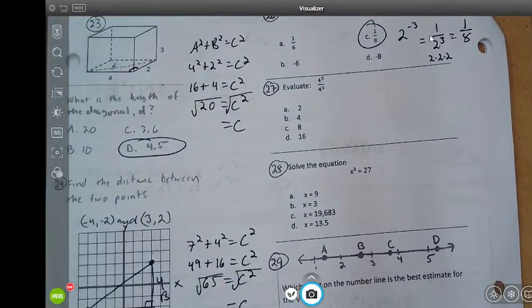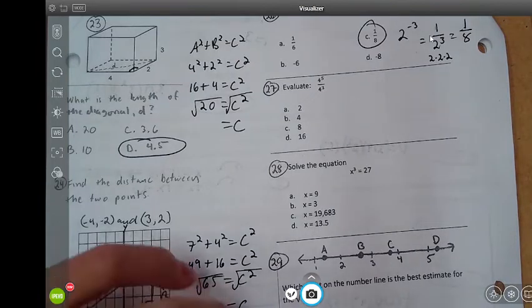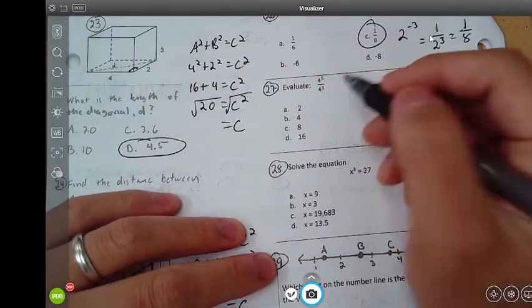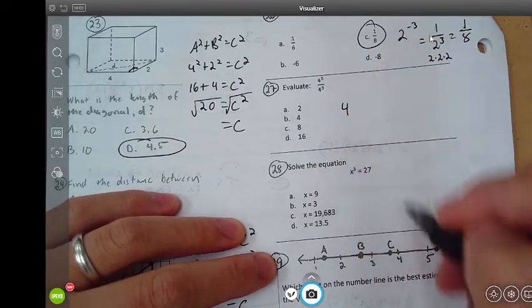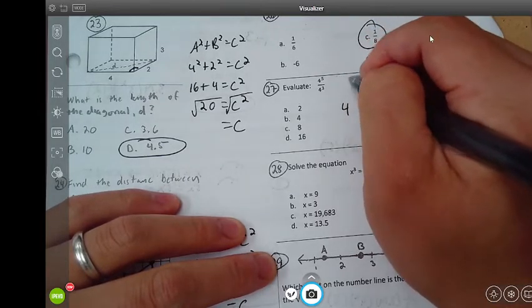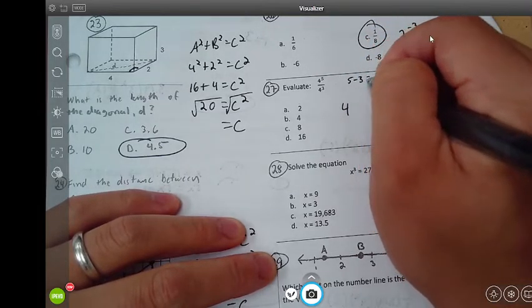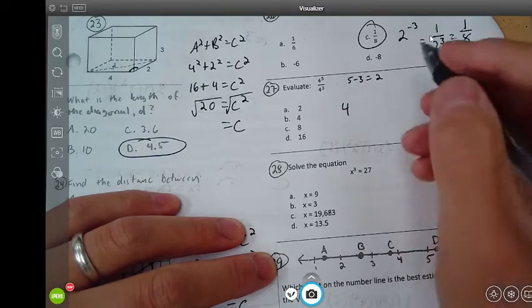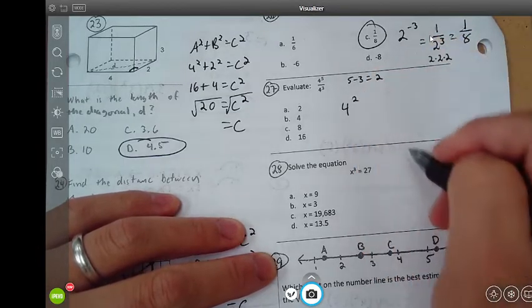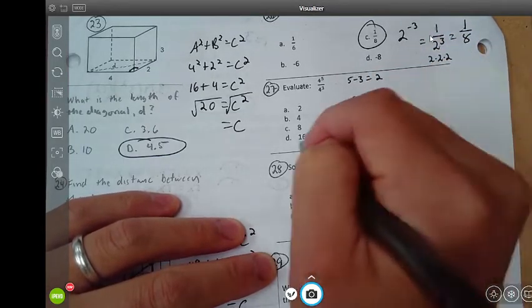Number 27, 4 to the 5th divided by 4 to the 3rd. Same base. Okay, so I'm going to keep the base as 4. And for division, it goes with subtraction. 5 minus 3 is 2. That's our exponent. 4 squared, so 4 squared is 16.